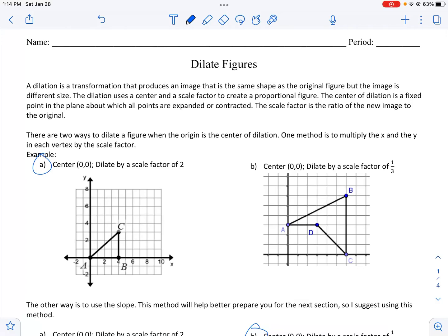Greetings, ladies and gentlemen. It's time for a little lesson on dilating figures. So first, turn to this page. So we are going to just do some dilations.